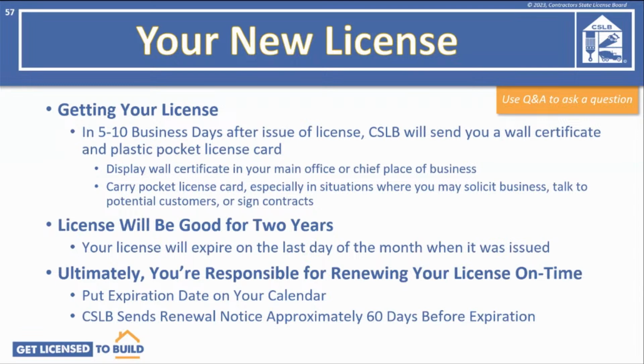If you are going to have a salesperson or salespeople working for you, be sure to get them registered as home improvement salesperson with CSLB. Check our website for more on how to do that. Your license will be good for 2 years. It will expire on the last day of the month when it was issued.